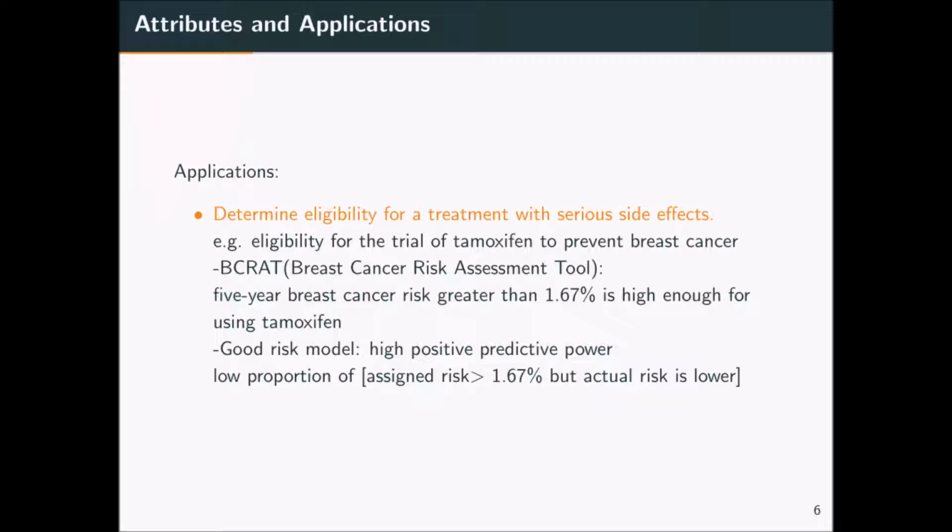Usually, a woman whose BCRAT assigned risk is greater than 1.67% is high enough for using tamoxifen. In this case, a good model is one that yields a low proportion of women whose assigned risk is greater than 1.67%, but actually risk is lower. So, for this kind of application, it requires a model with high positive predictive power. That is, do not treat one without illness as being ill.